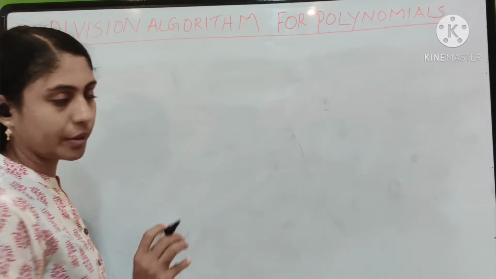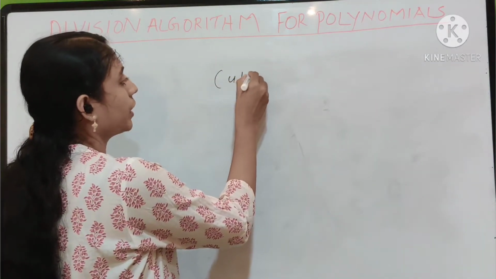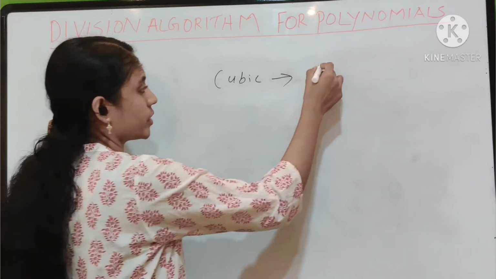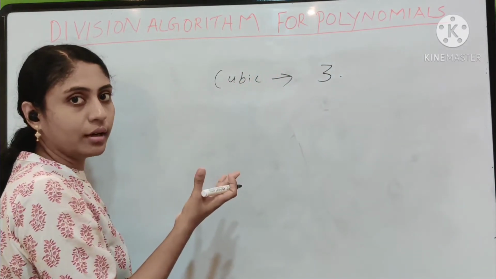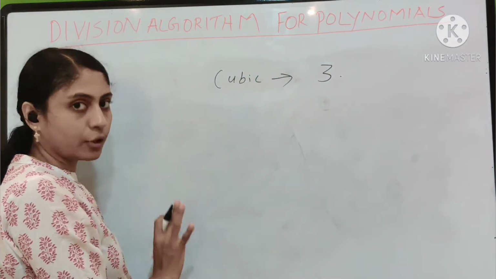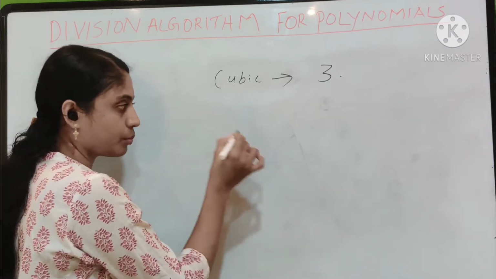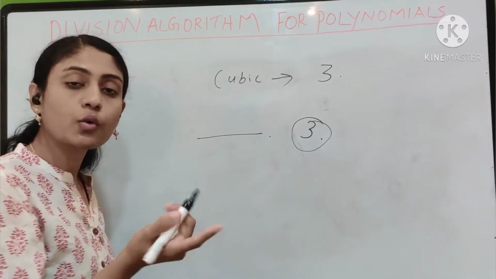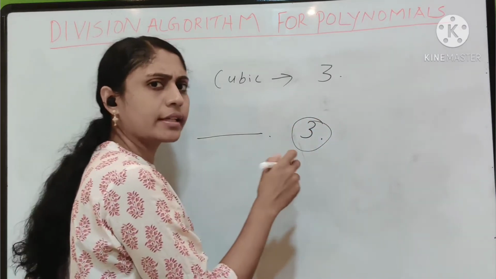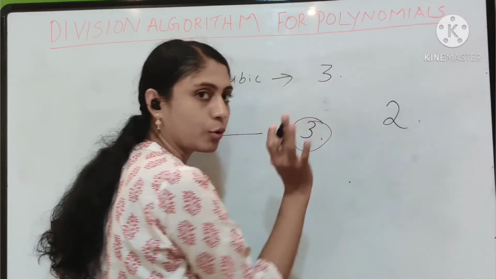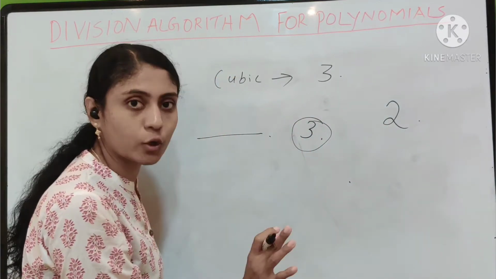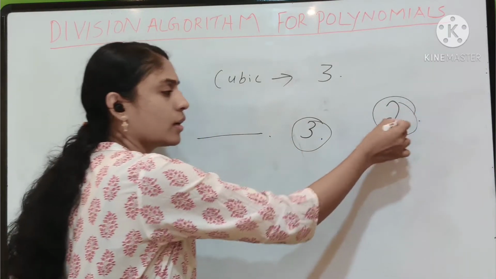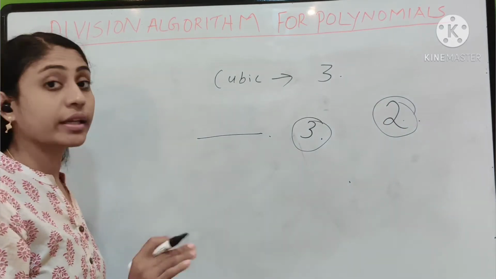Consider a cubic polynomial, and we know that a cubic polynomial has maximum how many zeros? 3 zeros. Suppose a cubic polynomial is given to us and it has 3 zeros, and one of its zeros is given to us. Can we find the other 2 zeros? Exactly friends, we can definitely find the other 2 zeros.